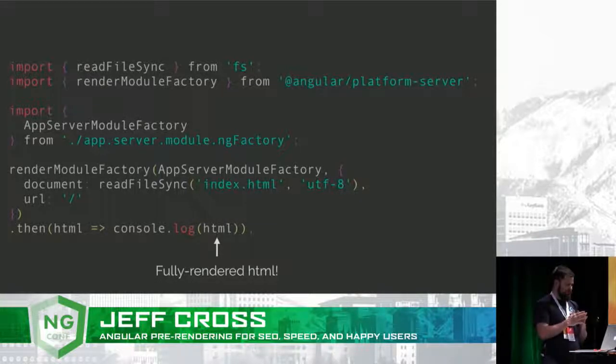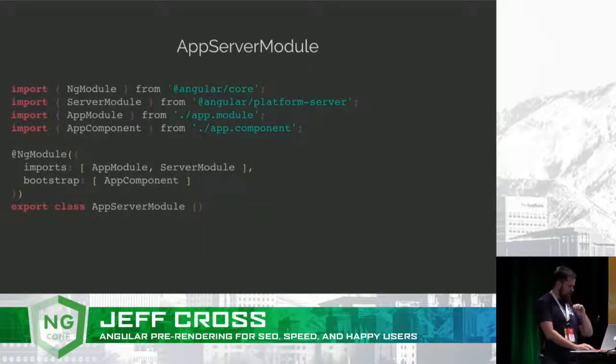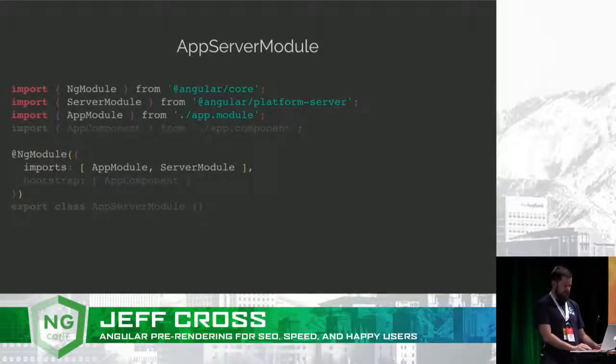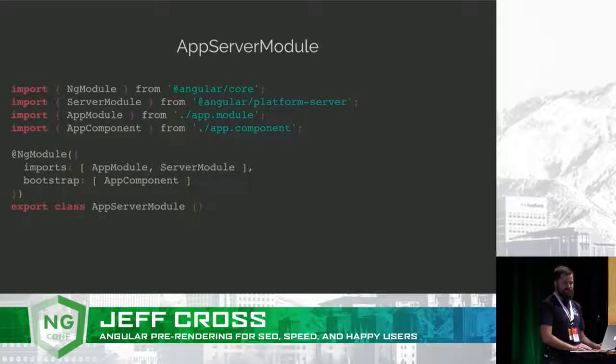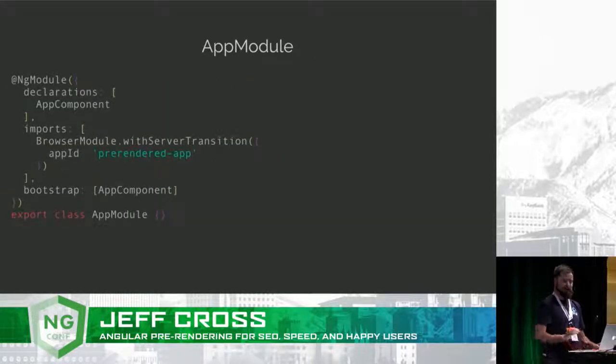So this is a really simple building block you could use in any kind of either build script or runtime. You could build a server around this. And then the module we're bringing in is rather simple itself. We basically take the app module that we've already built for our application and then import it, as well as a server module from Platform Server. And then we have it bootstrap our app component, and this is all that we have to do. And I'll talk a little bit more about that server module in just a minute.